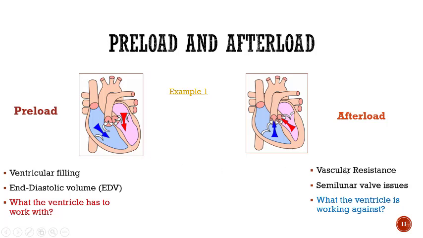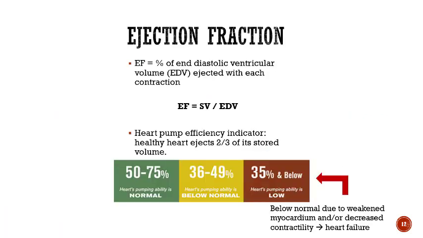Your afterload is your vascular resistance. This can be an issue if you have semilunar valve issues, because if you think about the fact that your right ventricle and your left ventricle are ejecting through these arteries, if you have a narrowing of these valves, or if these valves aren't properly opening, that can increase your afterload. It can make it hard for that ventricle to get the blood through there. So your afterload is what the ventricle is working against. Okay, so it's just another way to phrase those definitions to really help you to understand them.